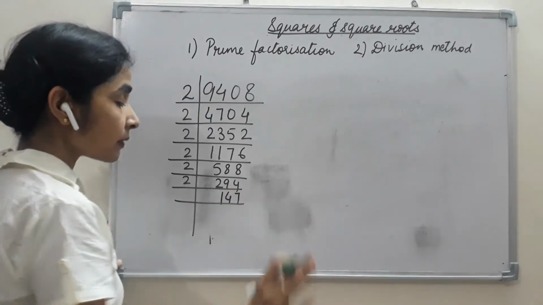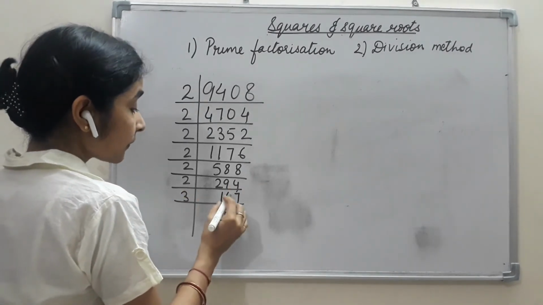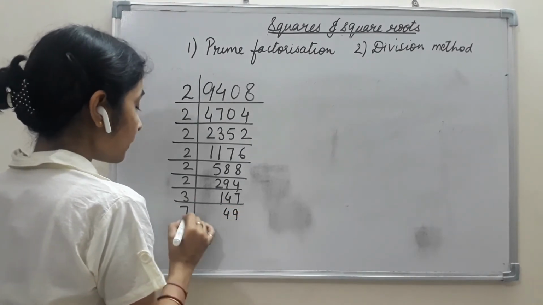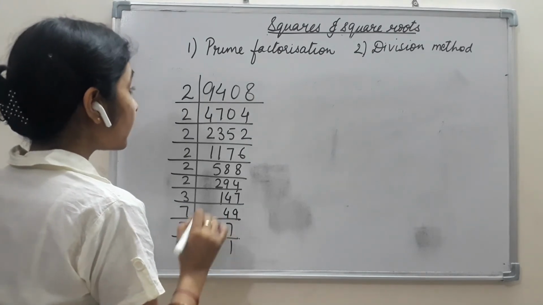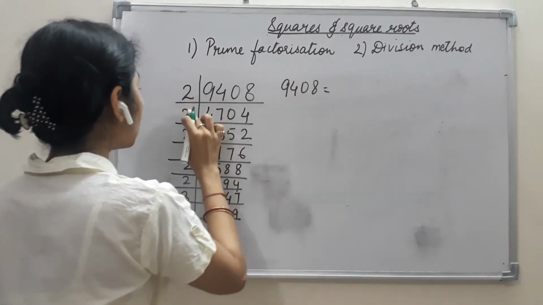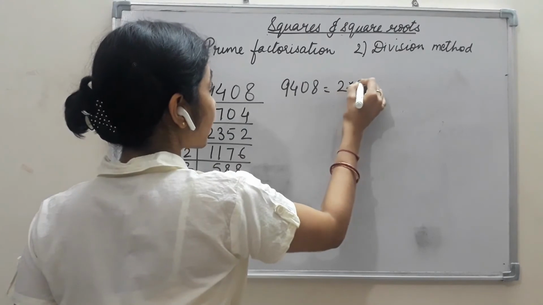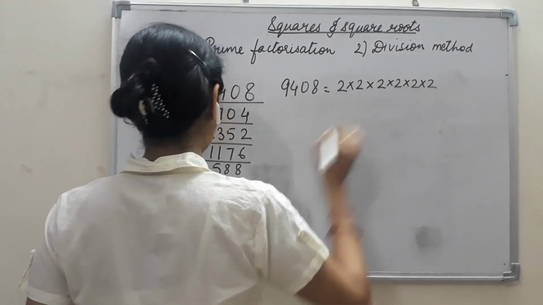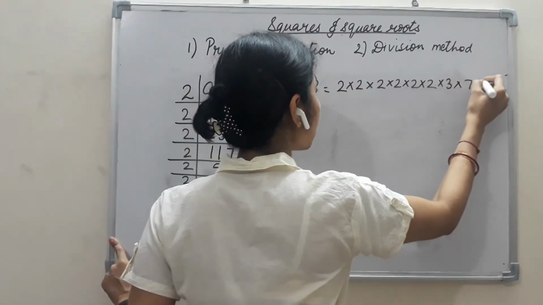Now it is not divisible by 2. Now it is divisible by 3. So 3, how many times will it go? Okay, now 9408 is equal to 1 2 3 4 5 6, 6 times we are having 2, once we are having 3, and twice we are having 7.